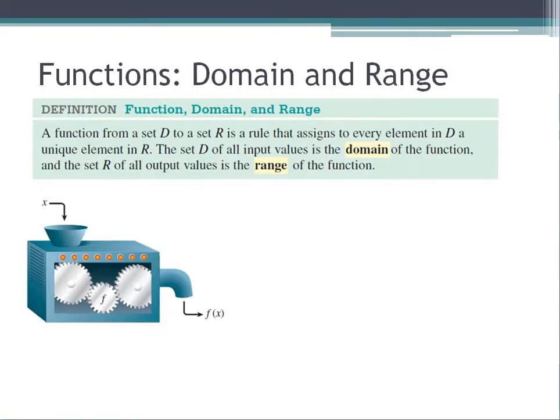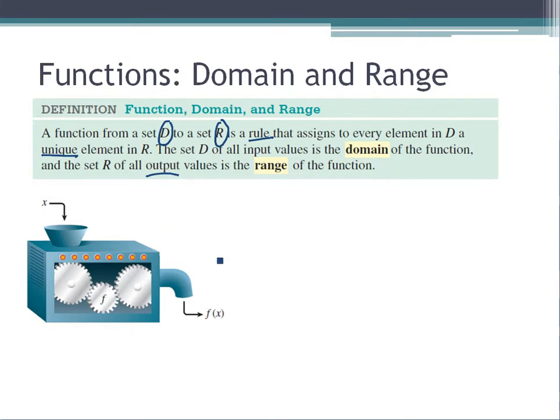So functions, remember, we got the lovely function machine here. A function from a set D, that's our domain, to a set R, that's our range, is a rule that assigns to every element in D a unique element in R. And the set D of all input values is the domain, and R are the output values, which are the range.